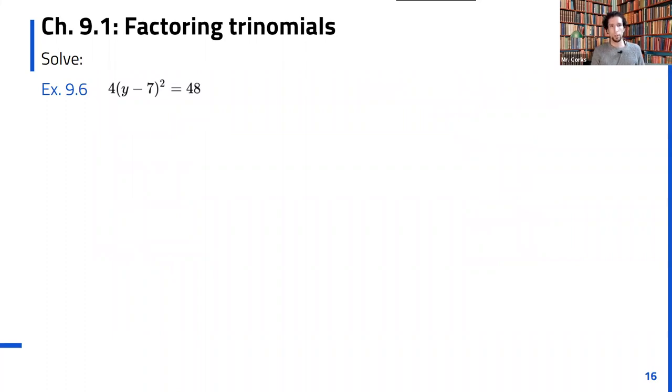What do you want to do first to try to solve this one? Divide both sides by 4. Okay, so y minus 7 squared equals 12. And then what? Square root both sides. Okay, so square root of both sides. I want to encourage you, if we're trying to solve for y and we already have it factored like this, you might say, well, let's expand. We don't always want to expand.